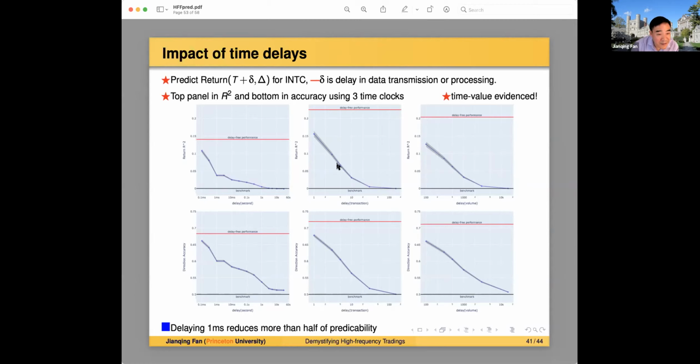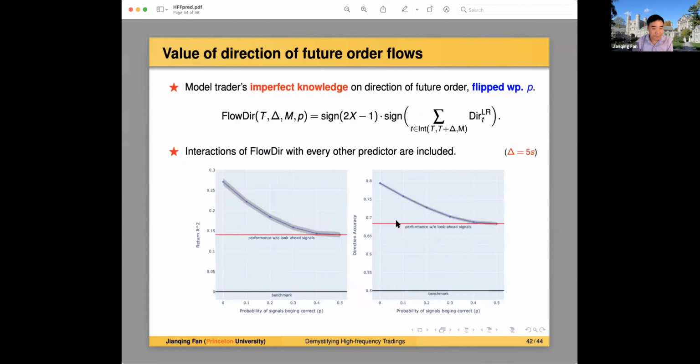And this is similar in terms of the transaction clock. So if you delay by 1 trade or delay by, let's say, 5 trades and so on, it decreases very quickly. So this demonstrates the time value of predicting the returns. And here is the accuracy, measuring the similar thing, measured just by our simple R square accuracy. So it's in line with the return prediction.